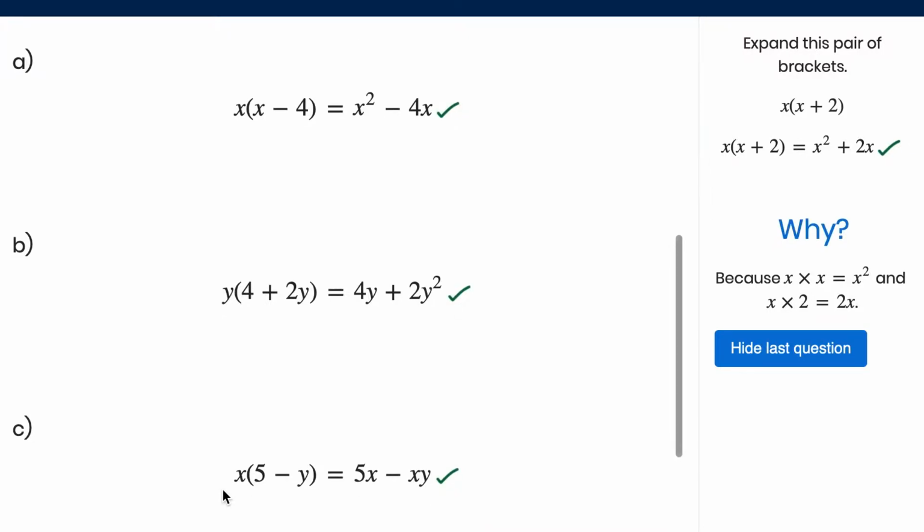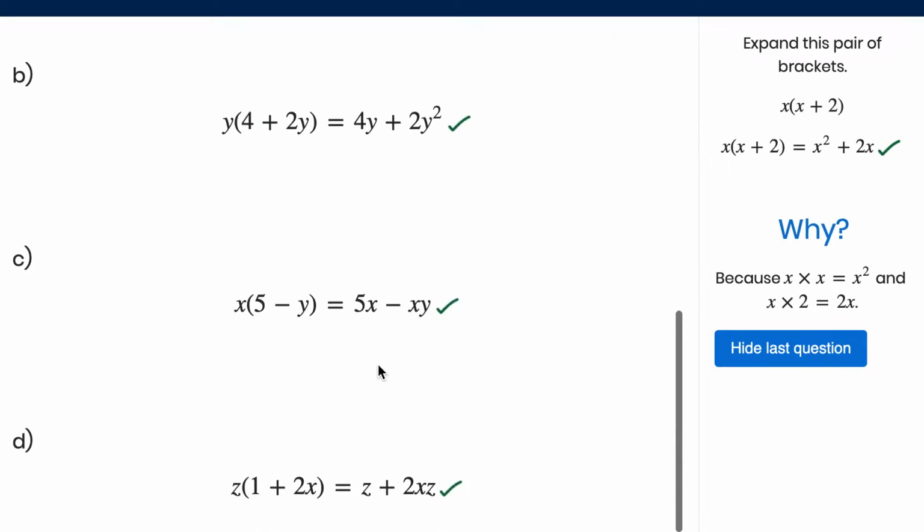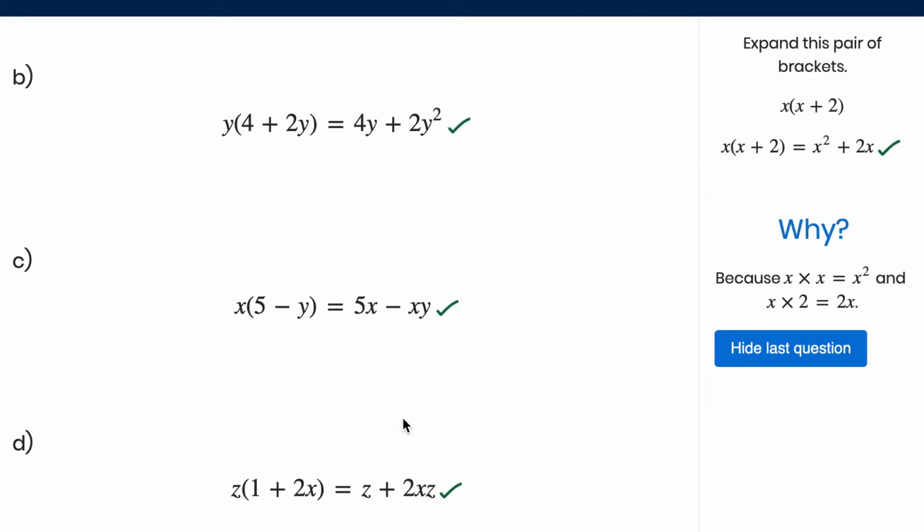Okay, part C, we've got x's and y's inside this question, so it's just the same. X times 5 is equal to 5x, and x times minus y is equal to minus xy. Note that we often put the letters in alphabetical order, so we do x times y. And there's a minus inside because there was a minus in the brackets. Lastly, for part D, we've got z times 1 plus 2x. That comes to z plus 2xz, because z times 1 is just z, and z times 2x is 2xz. Again, we've put the alphabetical order, so x comes before z.